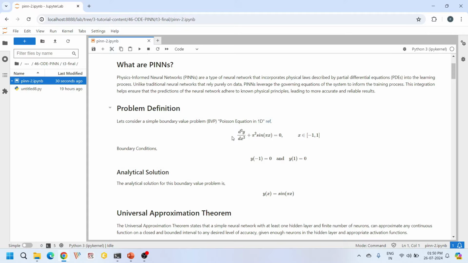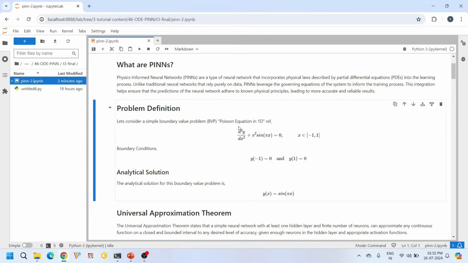So this is the basic governing differential equation that we are going to solve in this tutorial, and these are the boundary conditions. This is basically a boundary value problem. Our objective for this tutorial is to find this function y of x that satisfies both this governing differential equation and the boundary conditions. The analytical solution for this problem is y of x equals sine pi x.